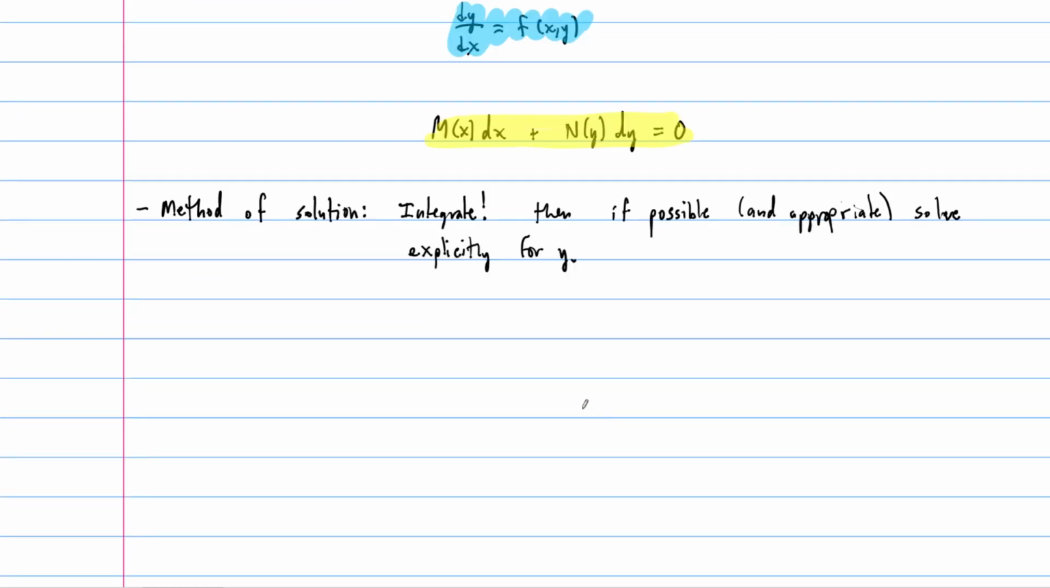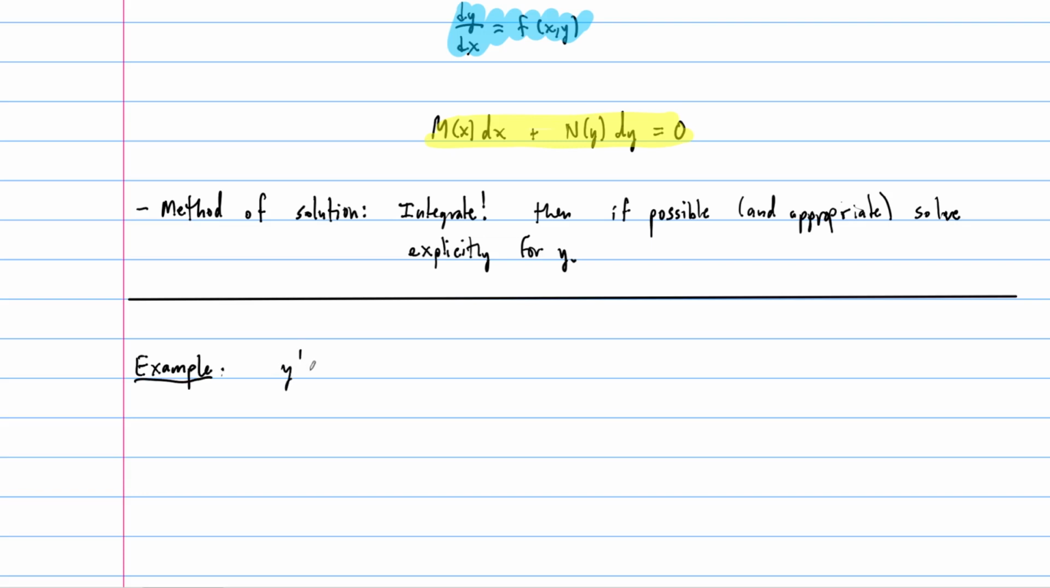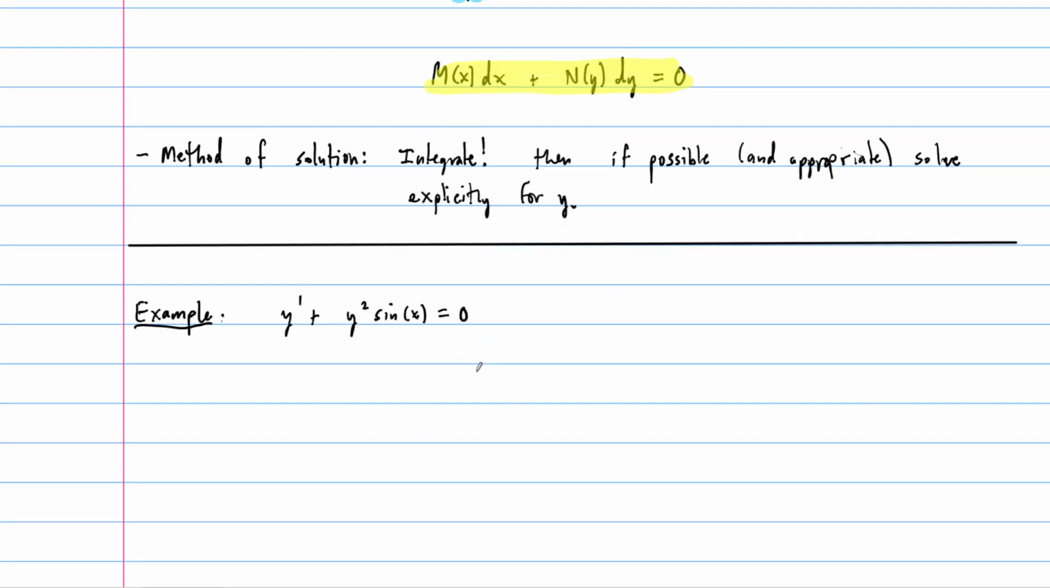Okay, let's do an example together here. I'm not going to number this one, but this is an example. So let's say we want to solve the following equation: y prime plus y squared sine of x equals 0. All right, so this is our job to solve this.